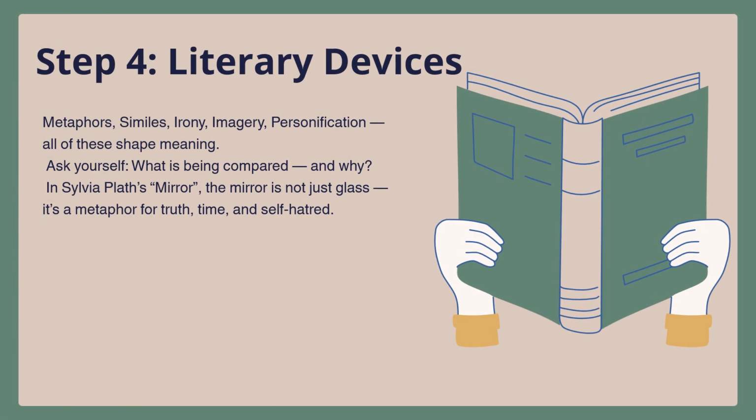Step 4. Literary devices. Now look for the tools the poet uses: metaphors, similes, irony, imagery, personification. All of these shape meaning. Ask yourself, what is being compared and why? In Sylvia Plath's Mirror, the mirror is not just glass, it's a metaphor for truth, for time, and self hatred. Every poetic device is a deliberate choice.